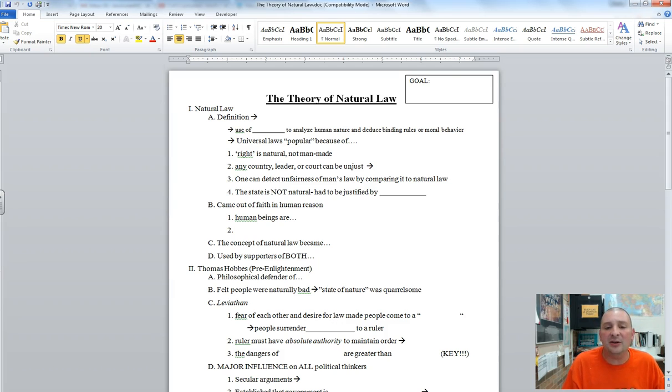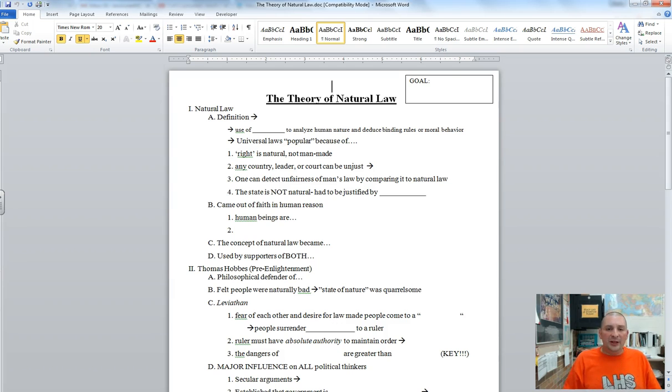What we're seeing here is a moral code that's disconnected from Judeo-Christian beliefs. This is the idea that there is a moral correct that's not based on Christianity, that's not based on the Bible. It's based on this universal law.